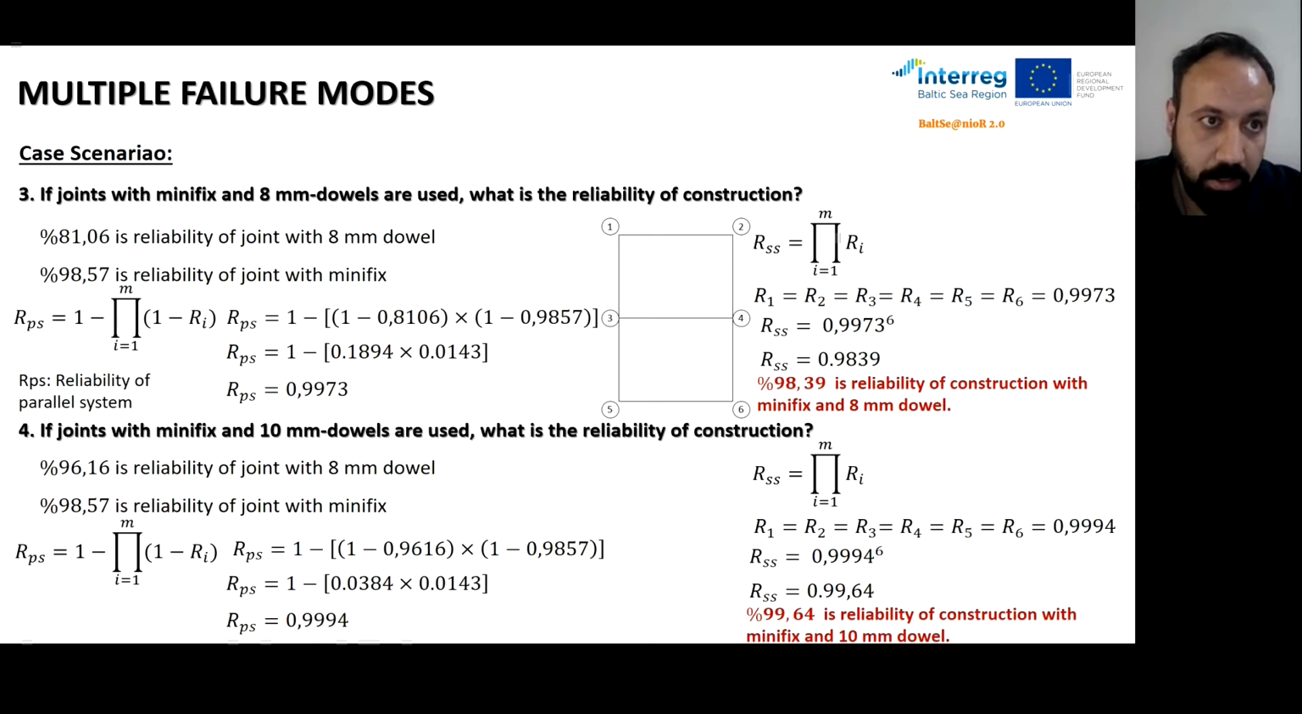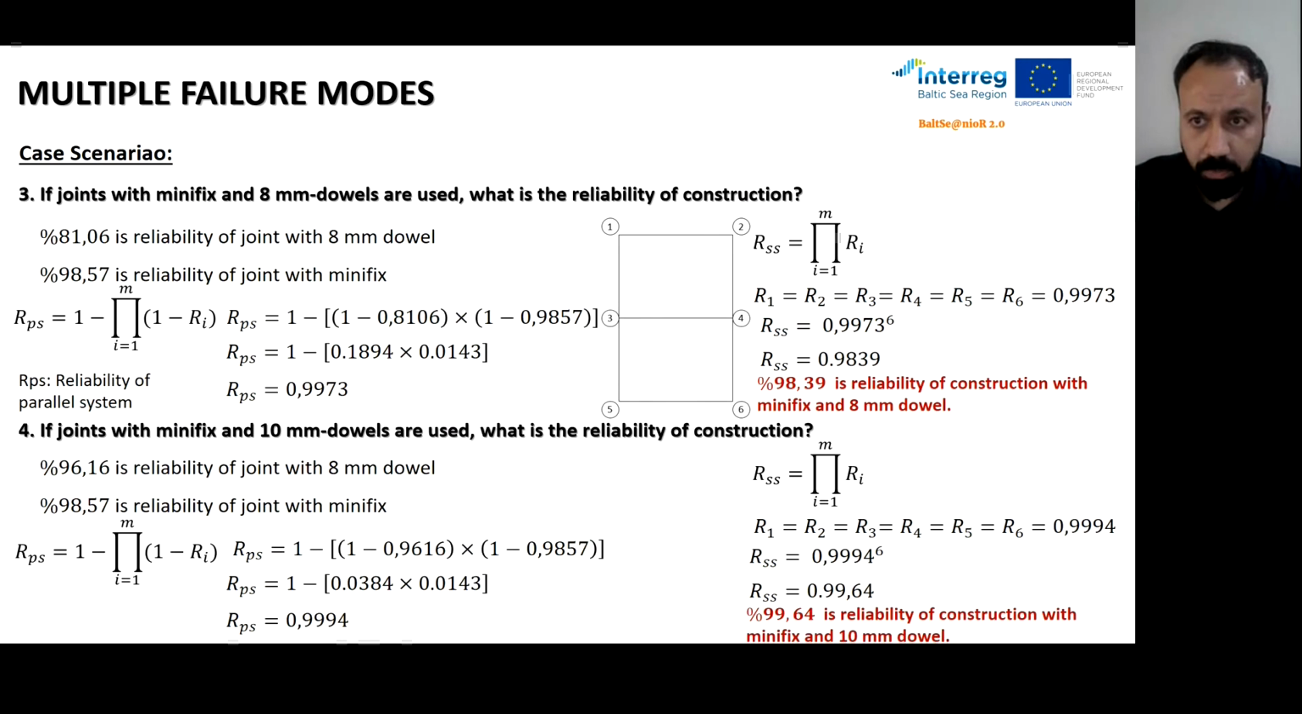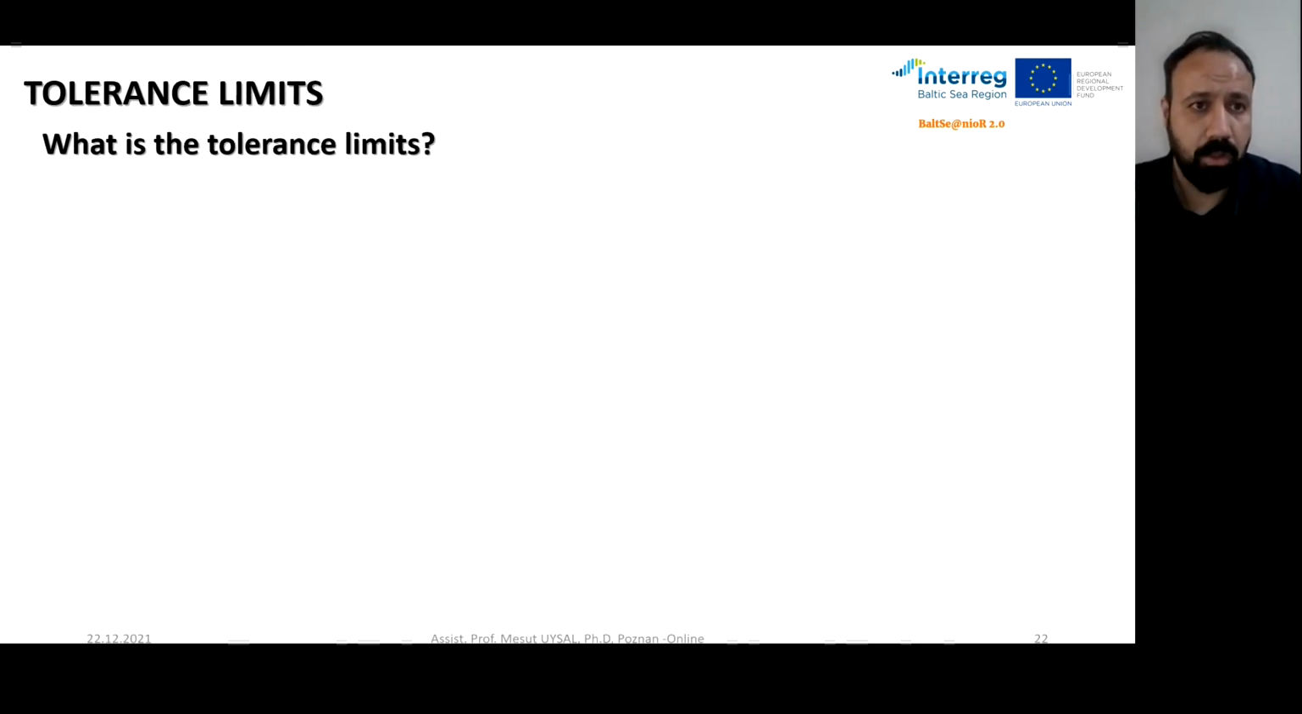So in this way, we can calculate the reliability of a construction or one joint with multiple failure modes. This is one way to calculate reliability. Let's look at another way. Let's jump to the tolerance limits. Let's see what the tolerance limits are.